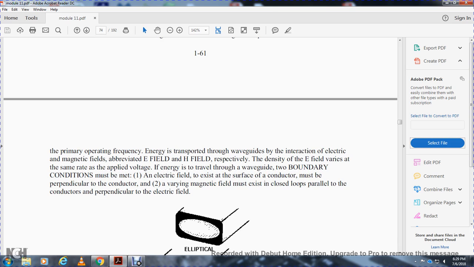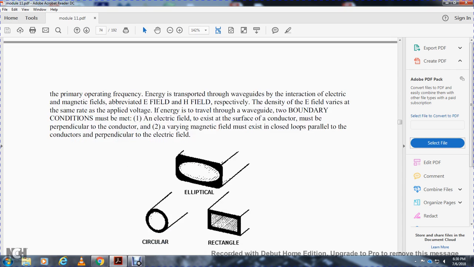The primary operating frequency energy is transported through the waveguide by the interaction of the electric and magnetic fields, abbreviated E field and H field, respectively. The density of the electric field varies at the same rate as the applied voltage. For the energy to travel through the waveguide, two boundary conditions must be met. An electric field at the surface of the conductor must be perpendicular to the conductor. A magnetic field must form closed loops parallel to the conductor and perpendicular to the electric field.